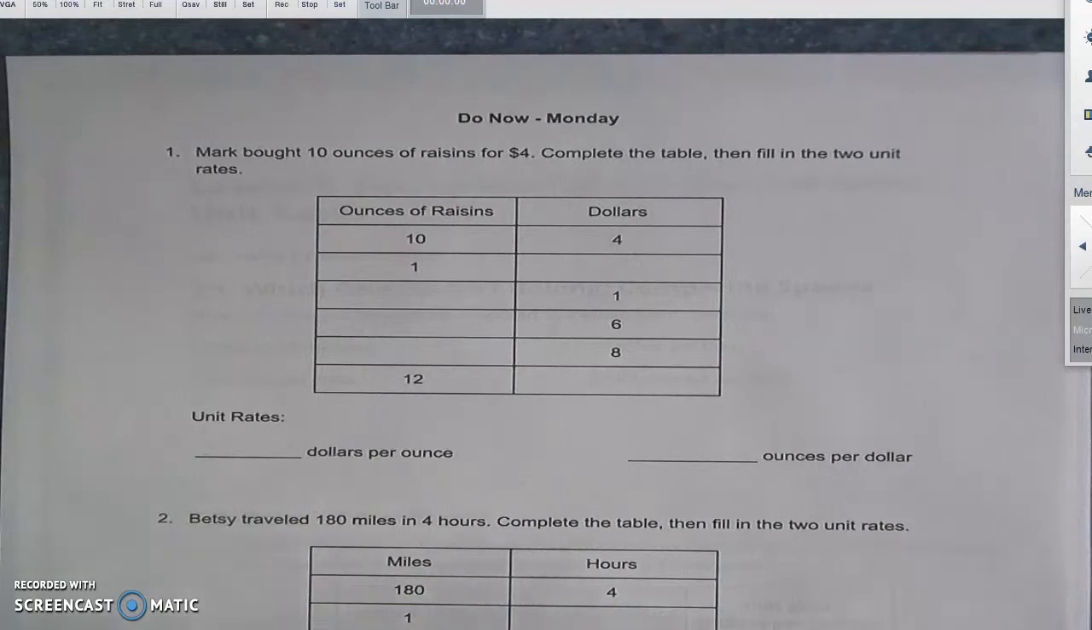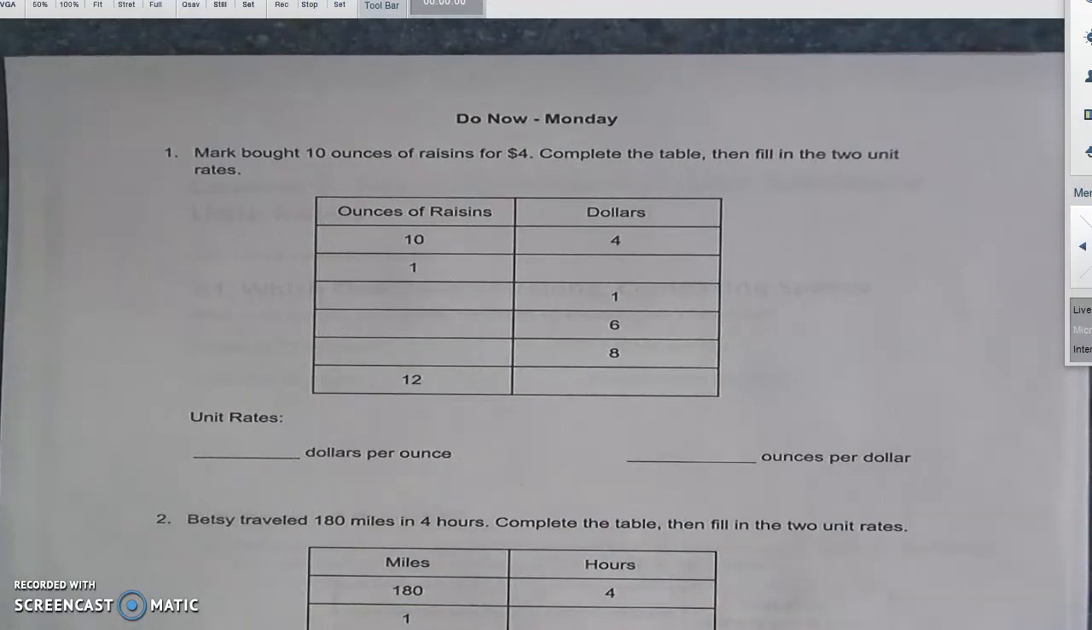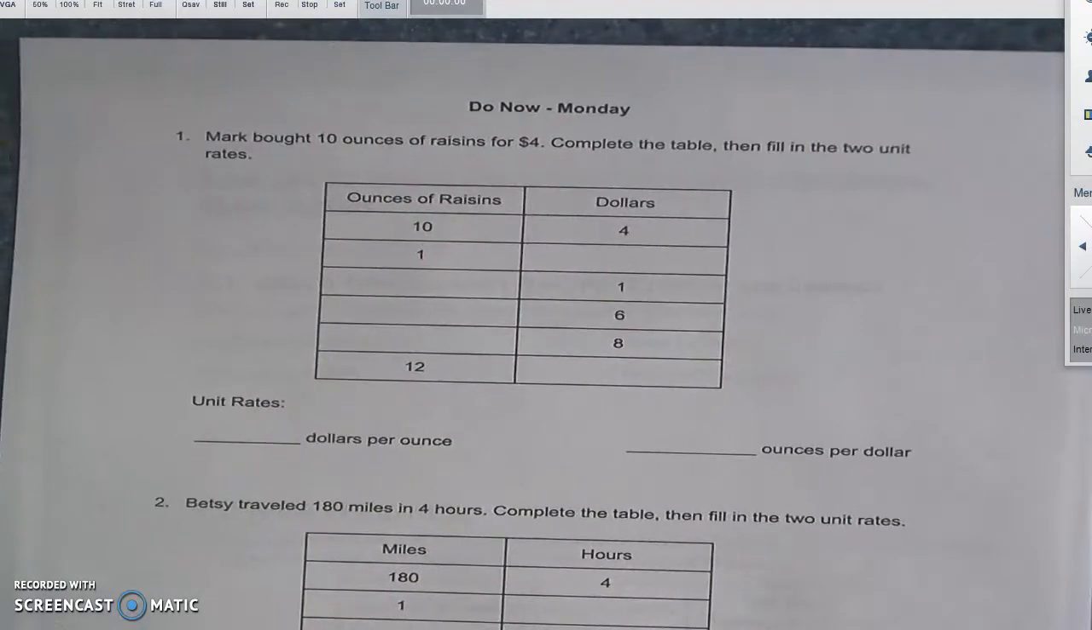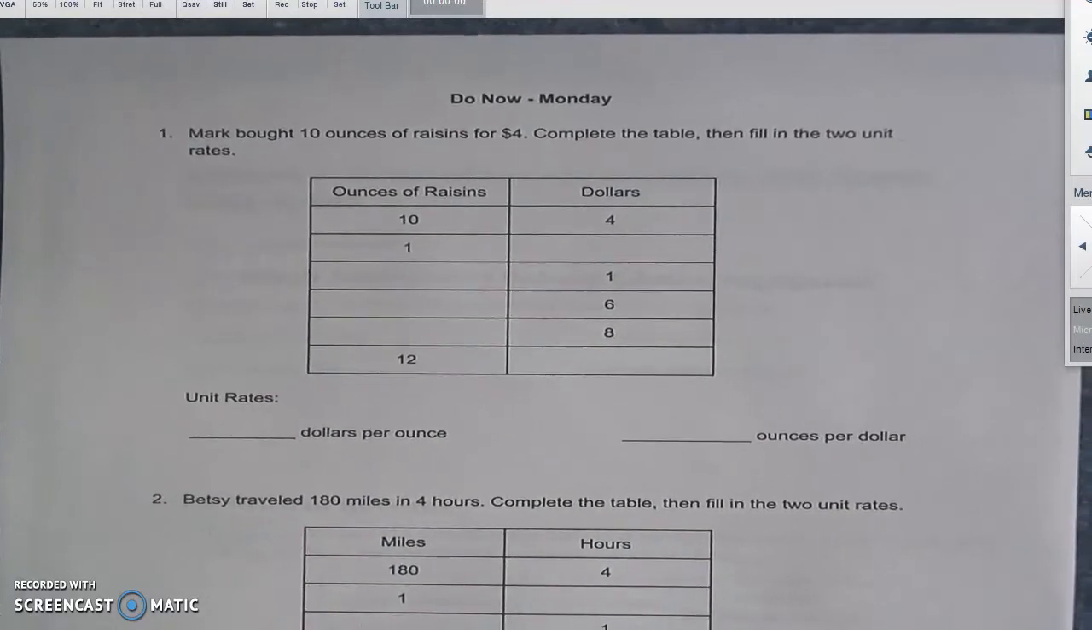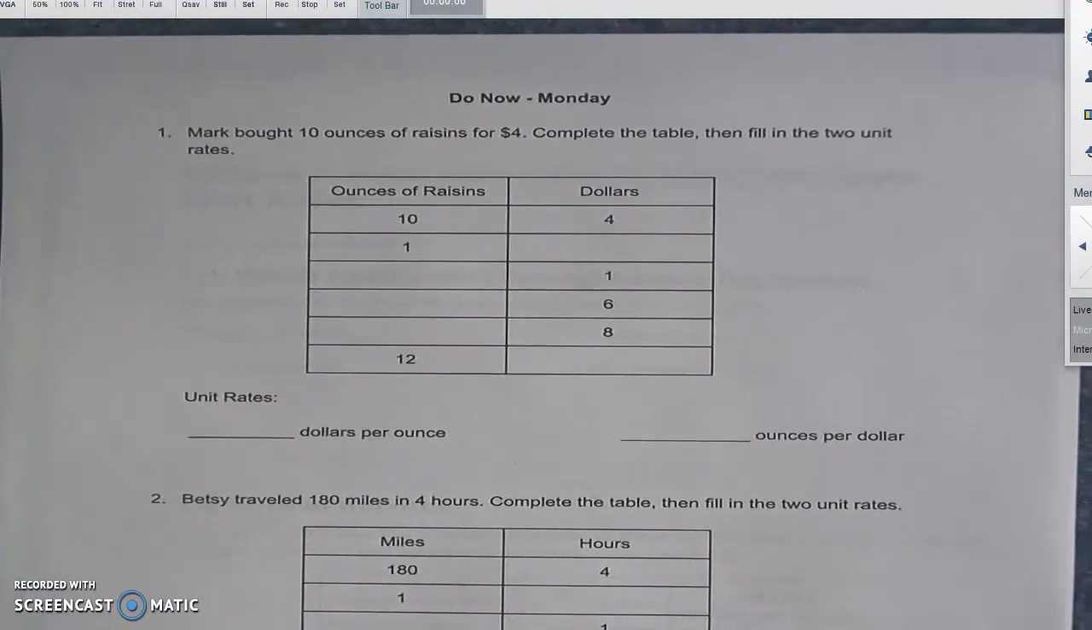But we're going to start with our Do Now. What you're going to need is your Do Now, page 286 in your workbook, a pencil, a highlighter, and a calculator. Once you have all that, then you're ready to begin.